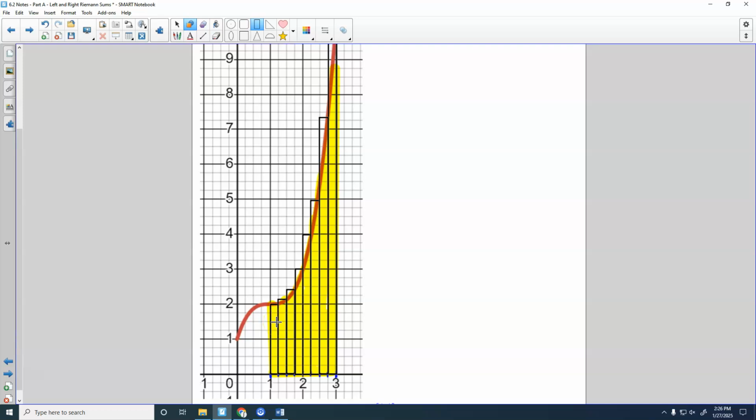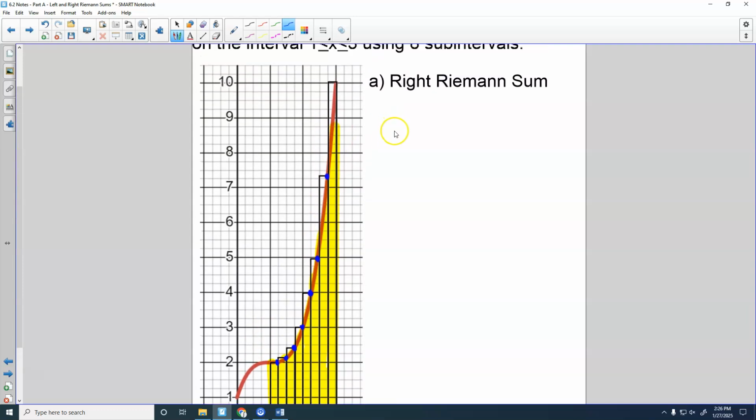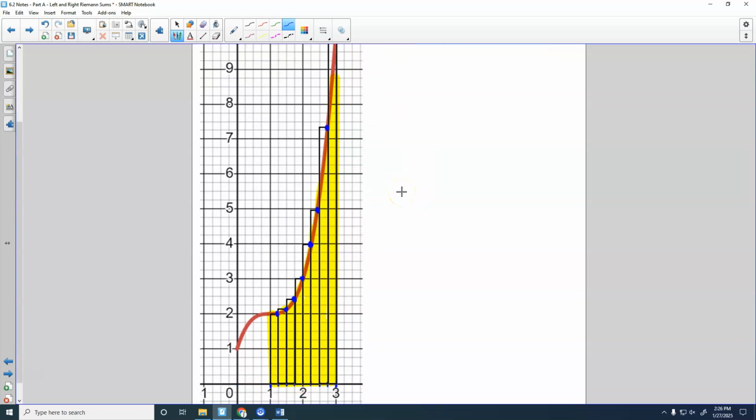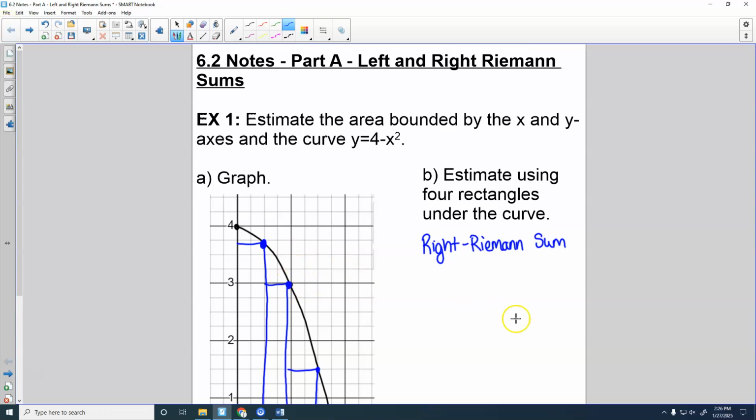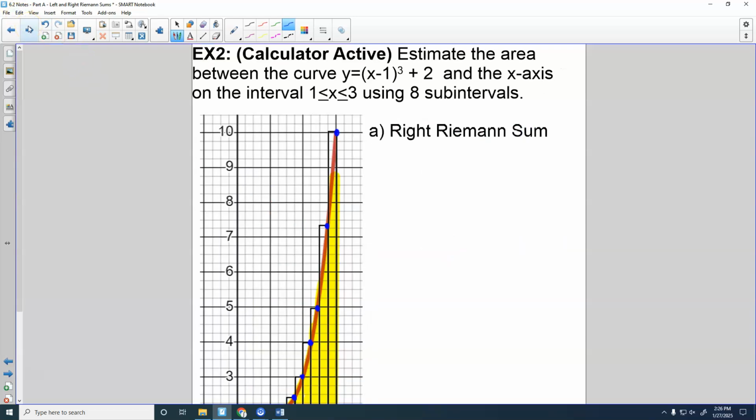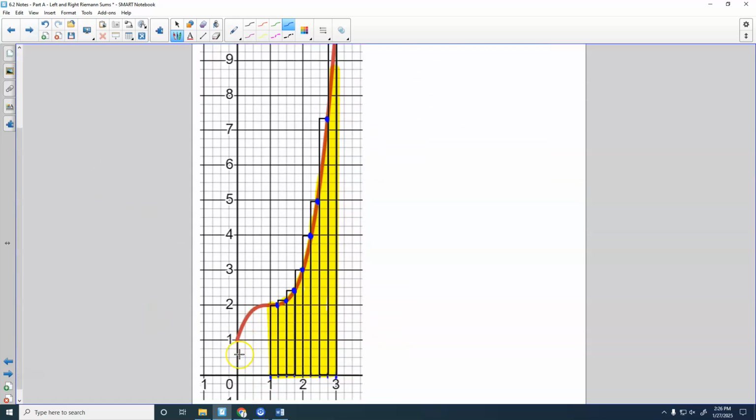Right? And the right endpoint is on the actual graph for all of these here. Now, is this one going to be an overestimate or an underestimate? This one's going to be an overestimate, right? Notice that the right Riemann sum over here was an underestimate. So we'll talk about later why it is sometimes an overestimate and sometimes an underestimate. But right now we really just want to think about finding the values of these here.